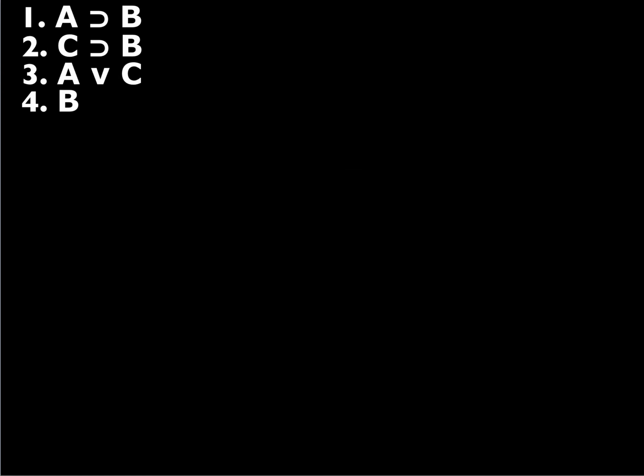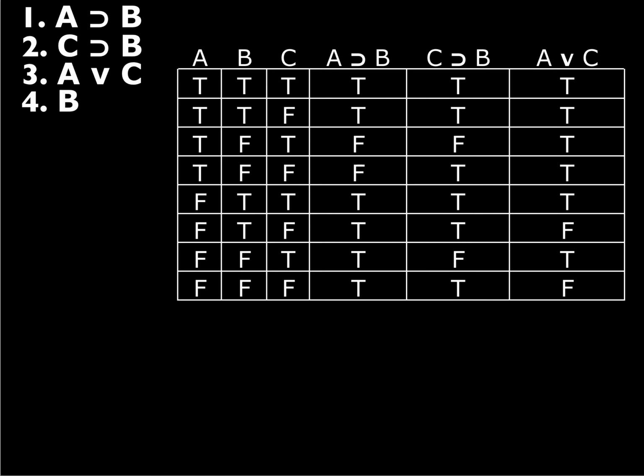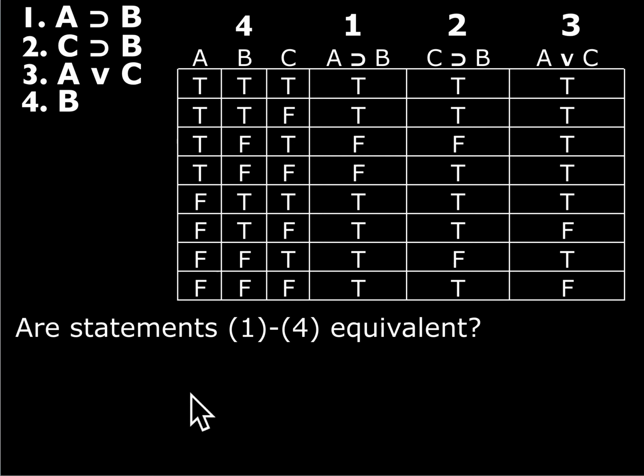Let's do another example. Now we have 4 statements. Here's the joint truth table. And I'm going to put numbers up here. This is statement 1, 2, 3, and 4 is just B, so 4 is here. Equivalence question. Are 1 through 4 equivalent? Now remember, in order to be equivalent, they all have to have exactly the same truth value on every row.